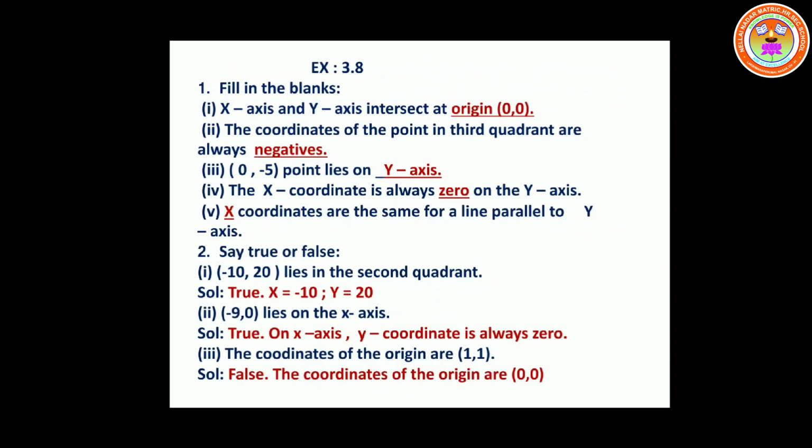Now next we are going to start the exercise 3.8. First we'll start with the fill in the blanks. First one, x-axis and y-axis intersect at. So intersect means the meeting point of both x and y. Remember? Both the x-axis and the y-axis are perpendicular and intersect at the point (0, 0). That point is also called what? Origin. So the answer is origin, which is written as (0, 0).